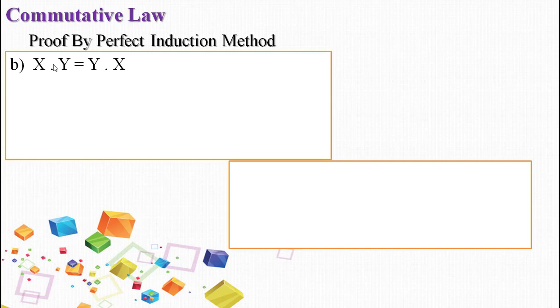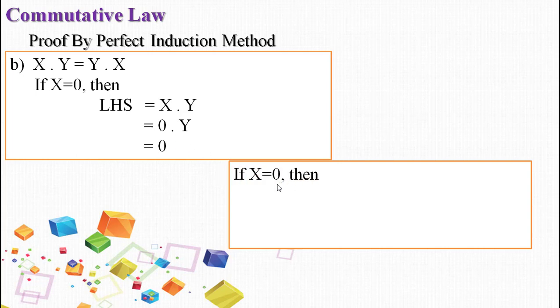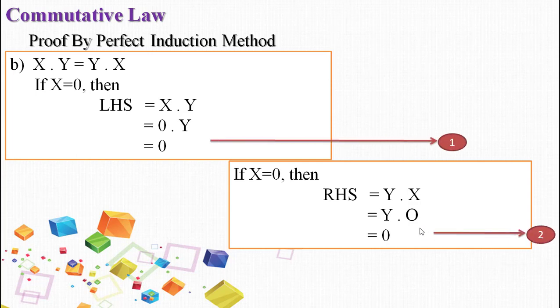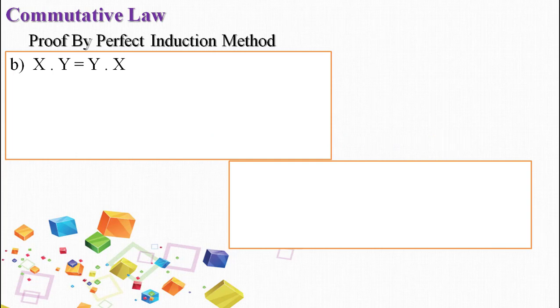Taking the x value as 0, we substitute it into the left hand side. Then we will multiply. 0 multiplied by anything is 0. Then we take the x value as 0 and place it into the right hand side. 0, if it is multiplied with x, produces 0 only. So from 1 and 2, you can say left hand side and right hand side values are both equal.